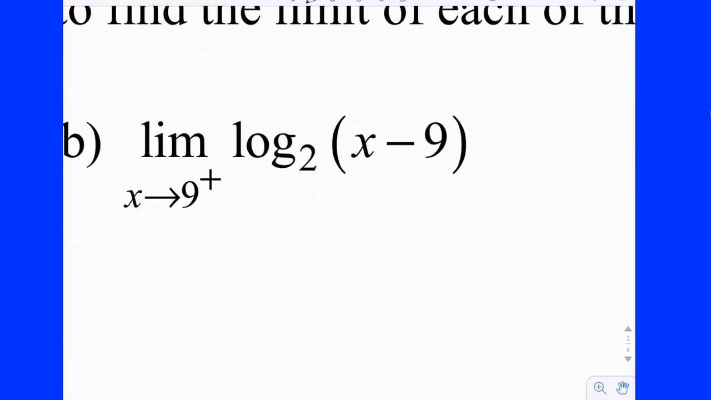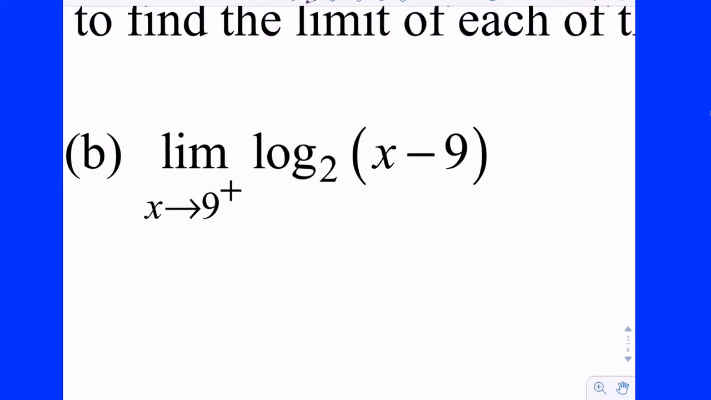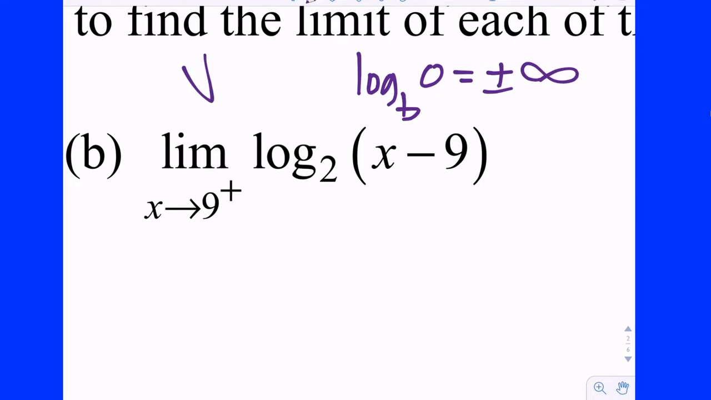Okay, how about this one here? The limit as x goes to 9 from the right of log base 2 of x minus 9. Well, what do you get when you plug in a 9? You get log of 0. What is log of any base of 0? Log of 0? It's DNE because it's some type of infinity. That's where the vertical asymptote is.